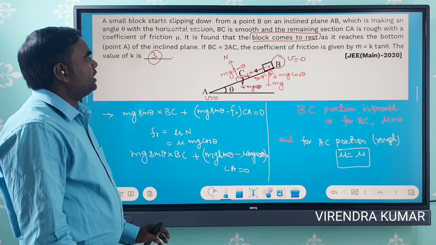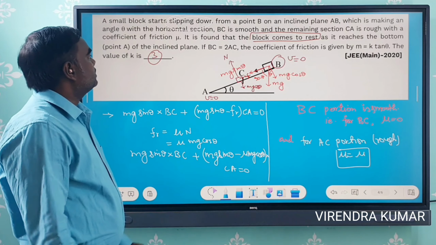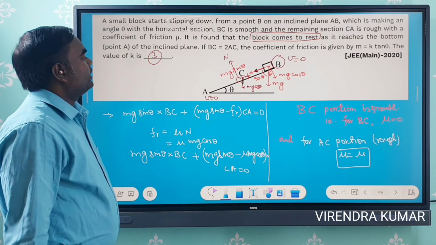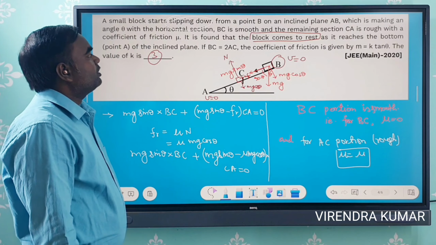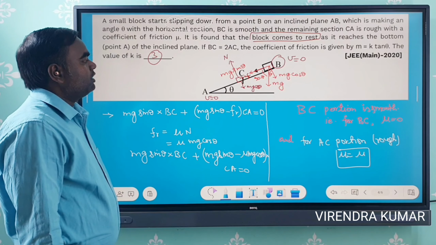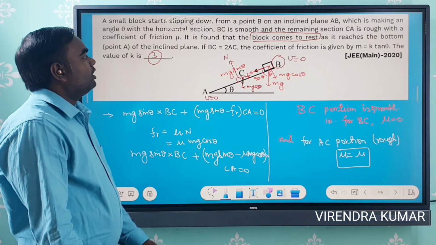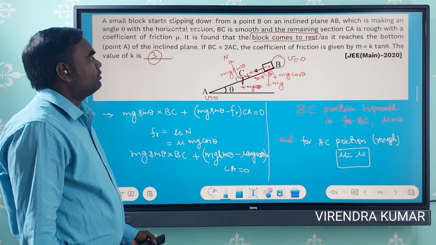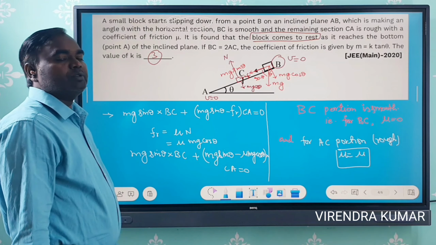So children, I hope that you understand this solution, and this is a very important problem related to Newton's laws of motion and friction, and it used to come in every exam, whether it is board exams, your academic school exams, or other competitive exams.